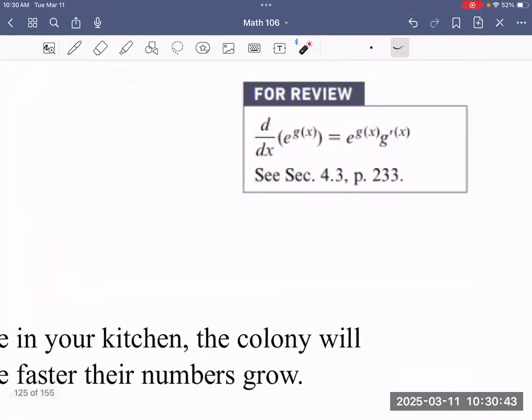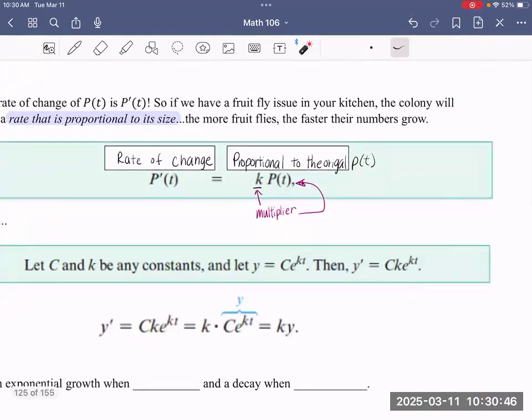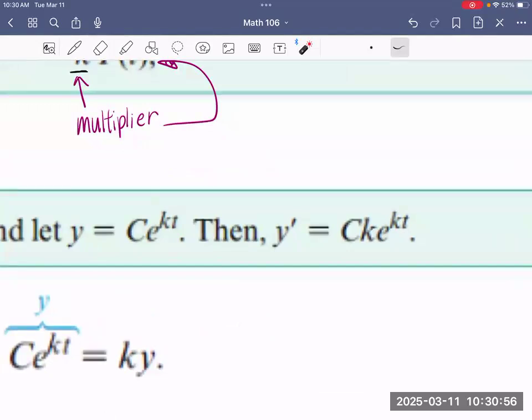So let's say that we have this portion here. If we break it down, we have y is equal to c e to the kt. Then the derivative of it: the c is going to stay, the k comes down, but notice that we have its original function here. This right here is your y. So your original function is contained within your derivative.